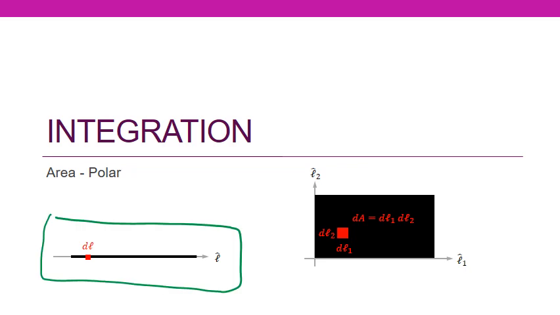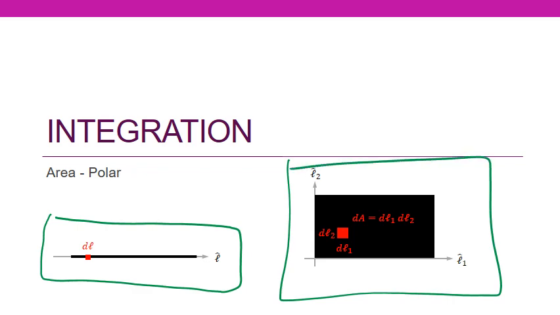You've now seen how we can take an object and cut it up into little pieces of length, and then add up all those lengths to get the total object. And we can take an object that has area, cut it up into little pieces of area, take the length of each side of each piece, and by multiplying them together, we get the little area, and then adding up the whole thing to get the total area.